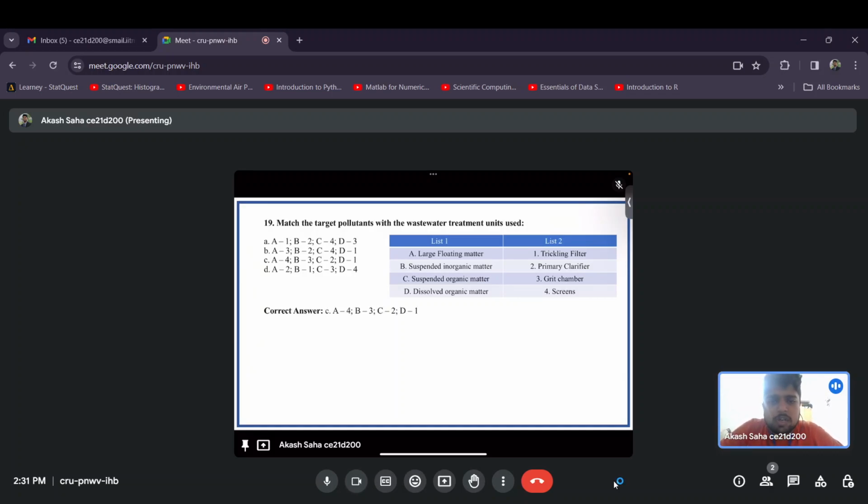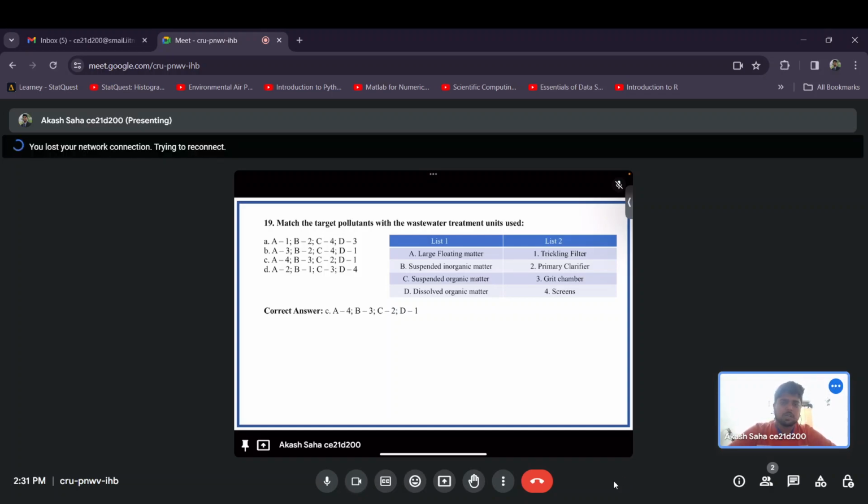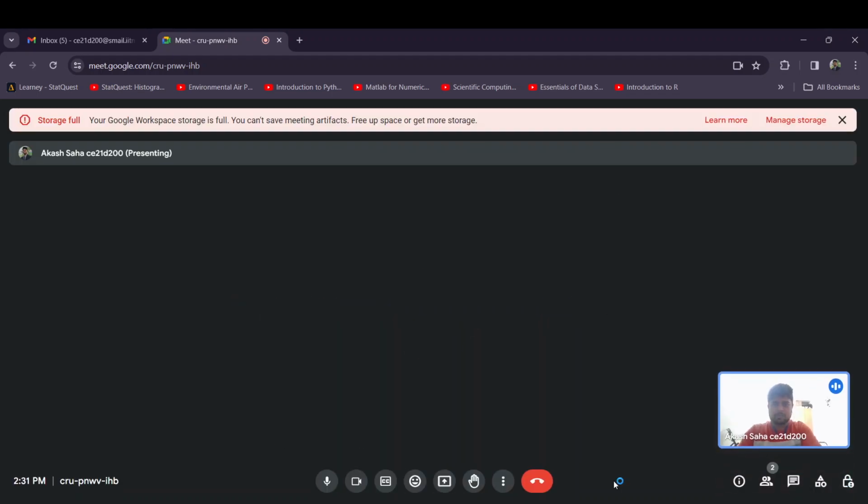Large floating matter is generally removed in the preliminary treatment, so that is a screen. Large floating matter can affect my pumps or other things, so it has to be removed upfront. So screens is the right answer. Suspended inorganic matter, as we discussed, all types of suspended inorganic matter or grit type of matter are removed by my grit chamber. So option 3 is the correct match for B.